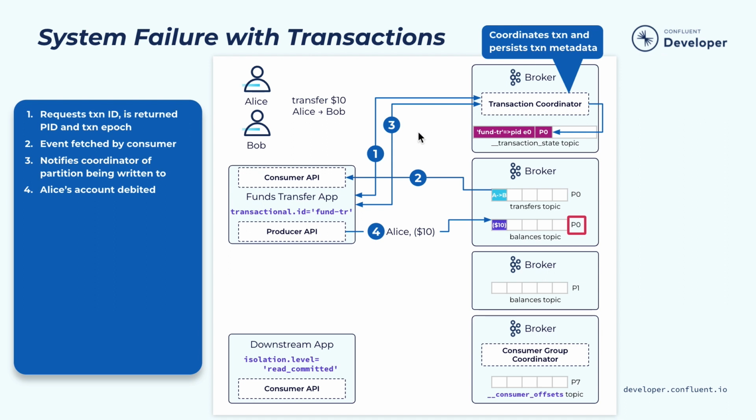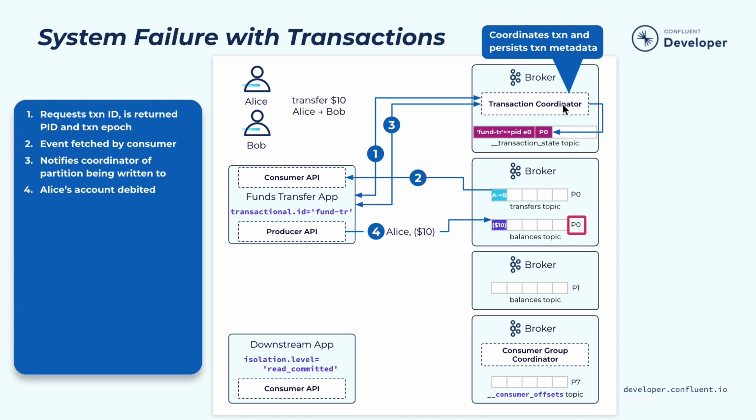What's happening is there's an internal topic we use for storing all the transactional related information. It has multiple partitions, and the leader of the partition that this transactional ID hashes into is the transactional coordinator for this application.